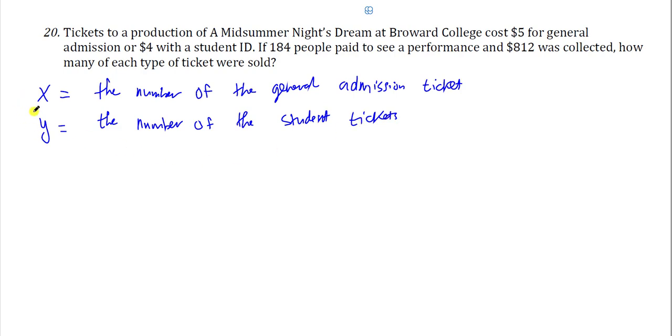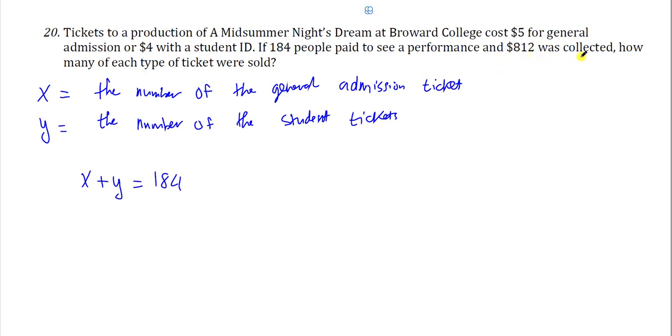After you name the variables x and y, we can go to the statement and figure out the two equations. Anytime you have two variables x and y, we need two equations to solve for x and y. The first equation: we know that 184 people paid to get inside to see the performance. Therefore, 184 people have 184 tickets. That means the total number of tickets, x plus y, must be 184.